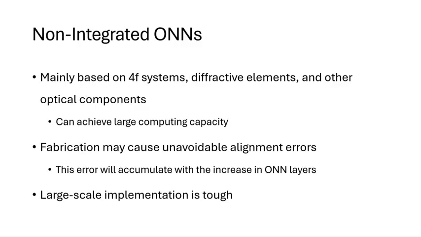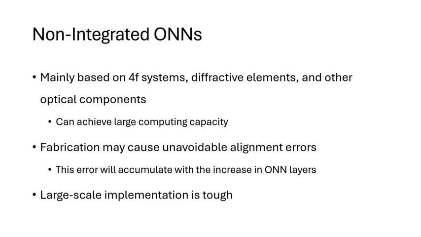Next, I want to talk about two kinds of optical neural networks. First is non-integrated optical neural networks. These are mainly based on 4F systems, diffractive elements, and other optical components, and they can achieve large computing capacity. 4F systems are optical transfer systems that consist of two lenses that can achieve a Fourier transform of the input optical field.